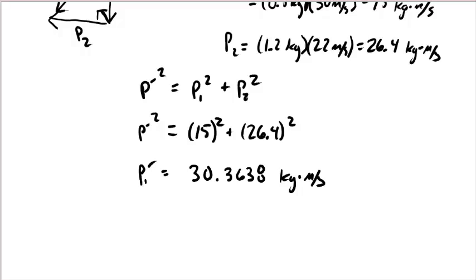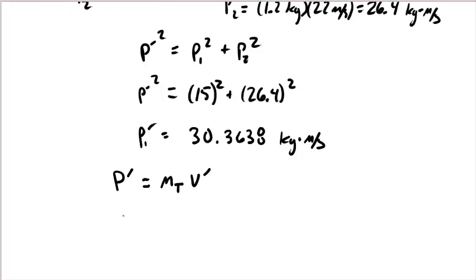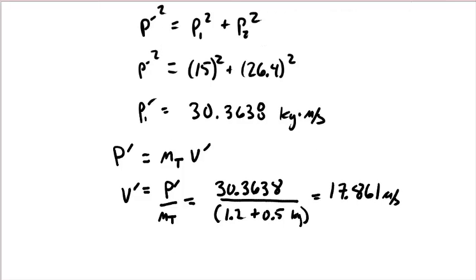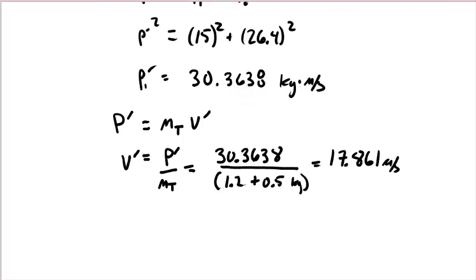And since they are stuck together, if we want to solve for our velocity, we know our momentum is going to be our total mass times our velocity after, or our velocity after is going to be this new momentum divided by total mass, which is 30.3638 divided by 1.2 plus 0.5 kilograms, which works out to 17.861 meters per second. Now this is a vector, so we are going to need an angle.